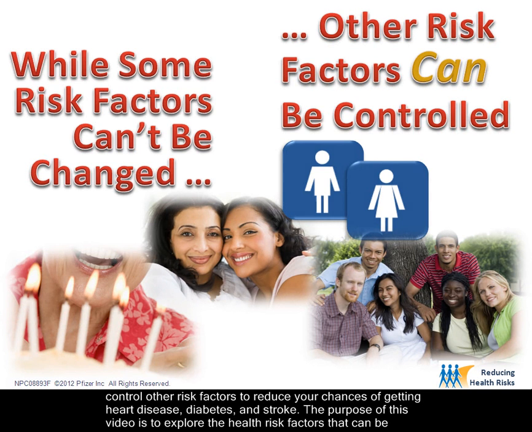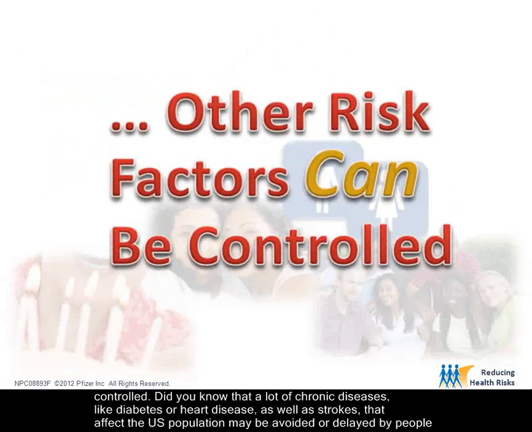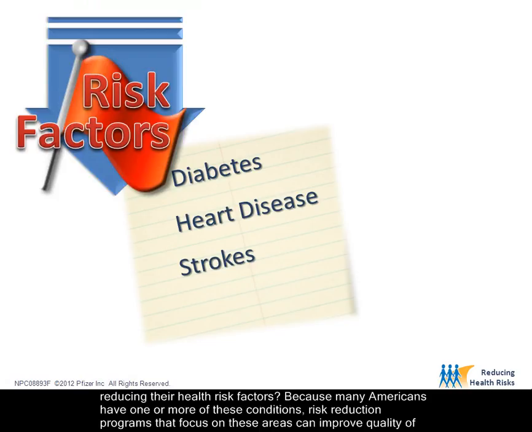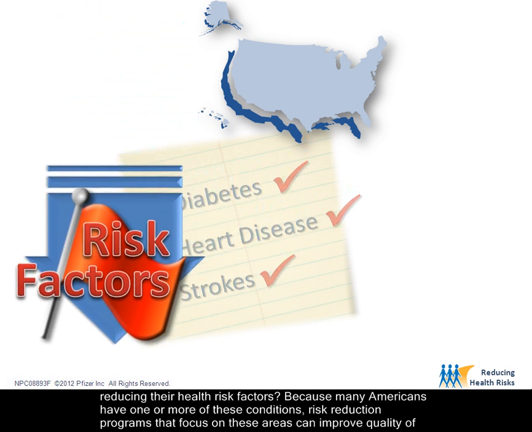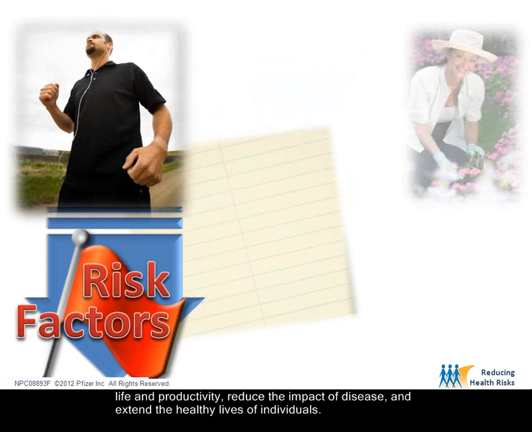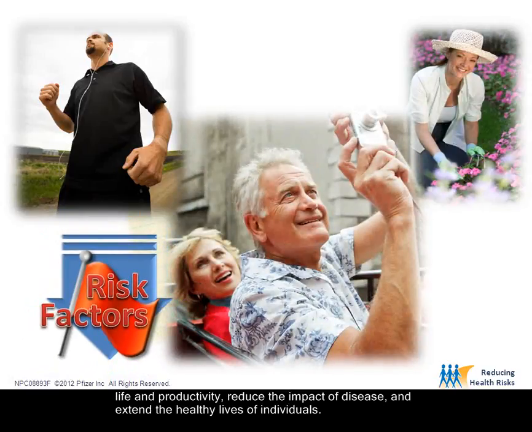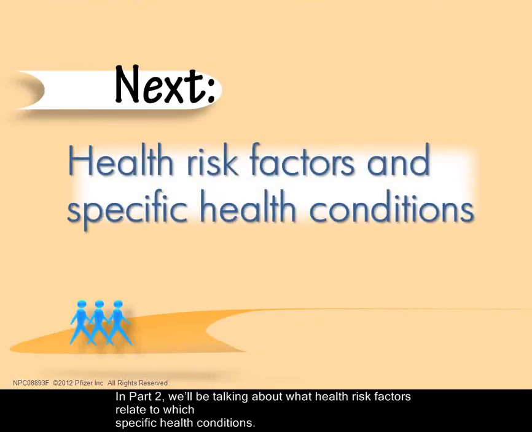The purpose of this video is to explore the health risk factors that can be controlled. Did you know that a lot of chronic diseases, like diabetes or heart disease, as well as strokes, that affect the U.S. population may be avoided or delayed by people reducing their health risk factors? Because many Americans have one or more of these conditions, risk reduction programs that focus on these areas can improve quality of life and productivity, reduce the impact of disease, and extend the healthy lives of individuals. In Part 2, we'll be talking about what health risk factors relate to which specific health conditions.